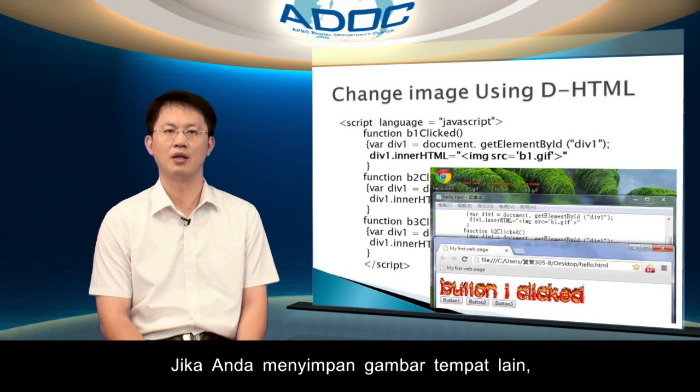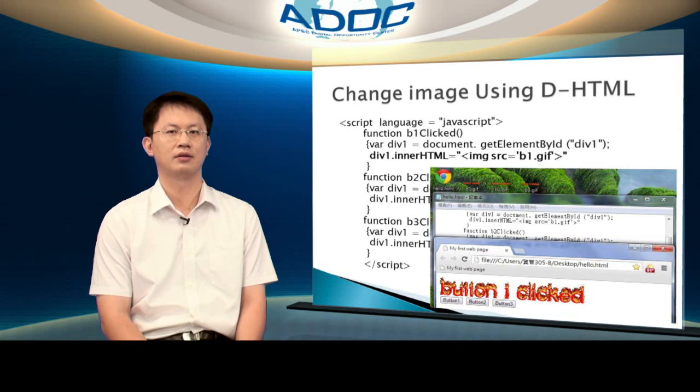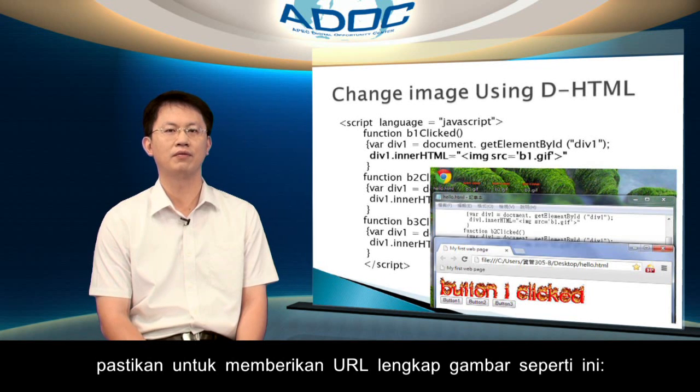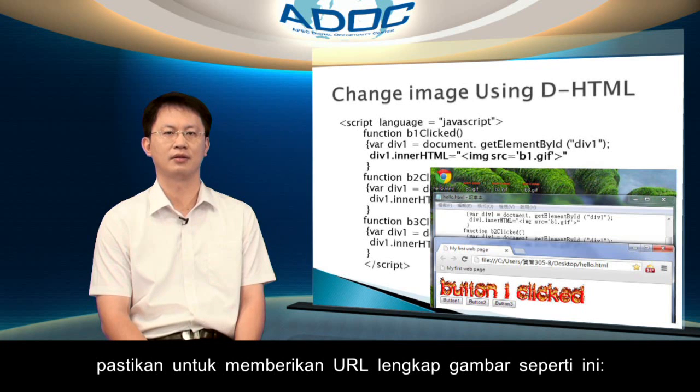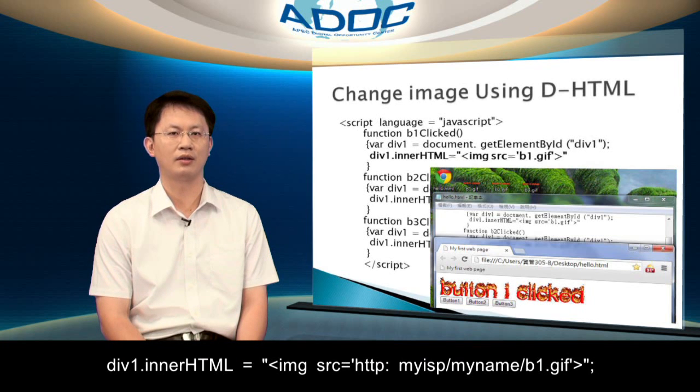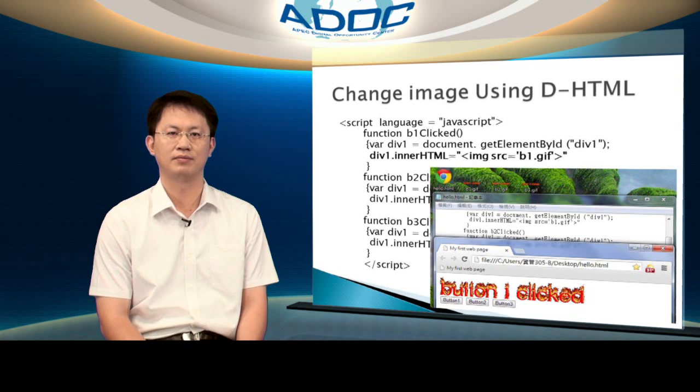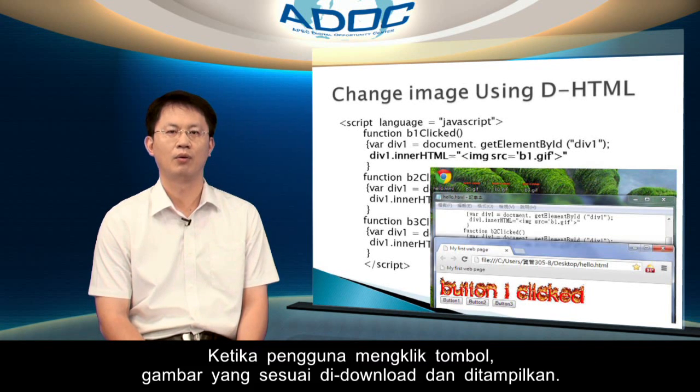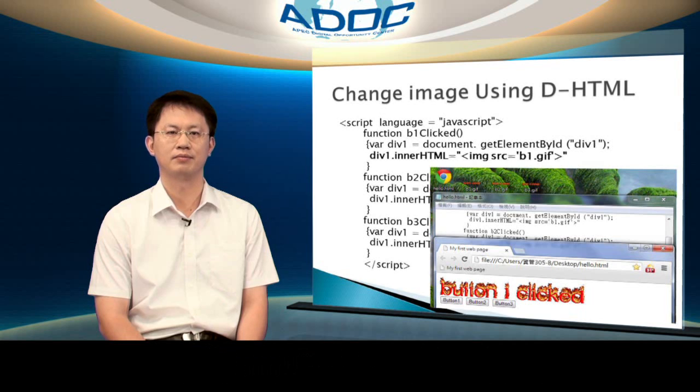If you are storing the image someplace else, be sure to give the full URL of the image like this: div1.innerHTML = "<img src='http://myisp/myname/b1.gif'>". When the user clicks a button, the corresponding image is downloaded and displayed.